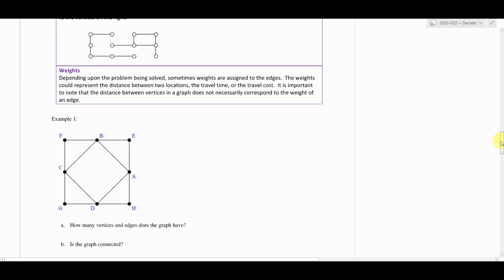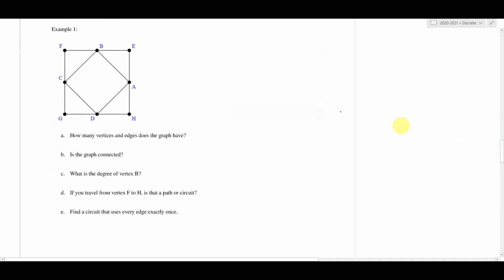Let's look at example 1 and get a graph going here. So we have a graph. One of the first questions they ask us is how many vertices and edges does the graph have? These are 2 very important words, vertices and edges. Vertices are these guys right here, these points. So like F is a vertex, B is a vertex, A is a vertex. Vertices is the plural.